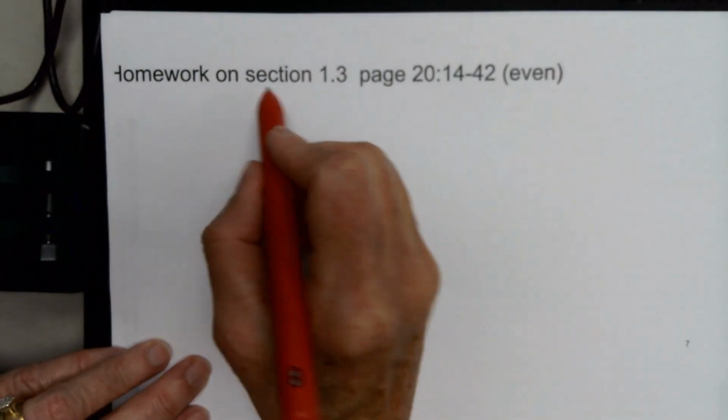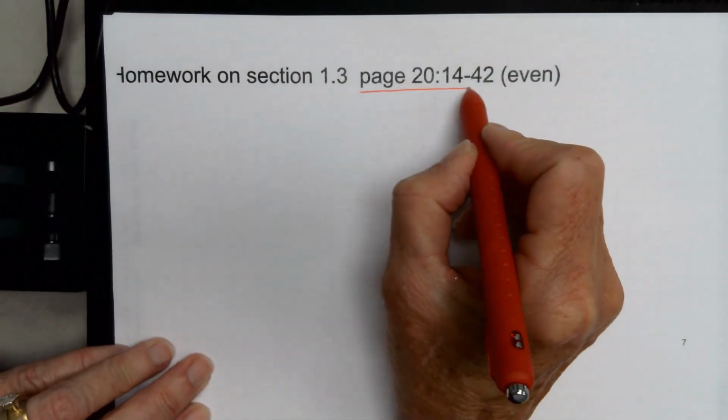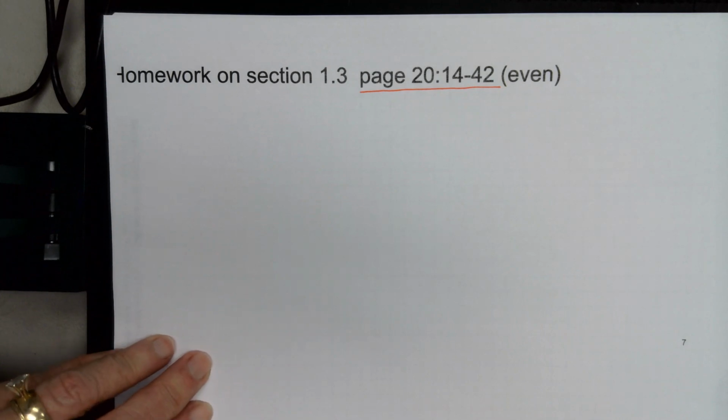All right, your homework on this particular section is page 20, 14 through 42 even.